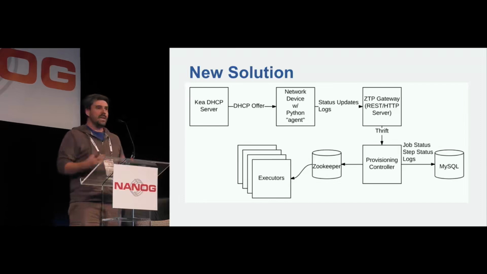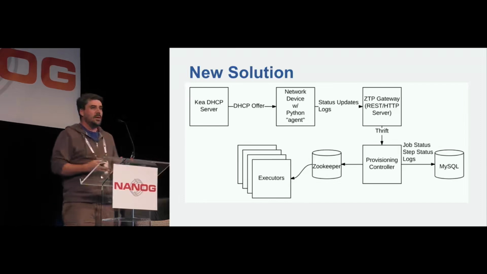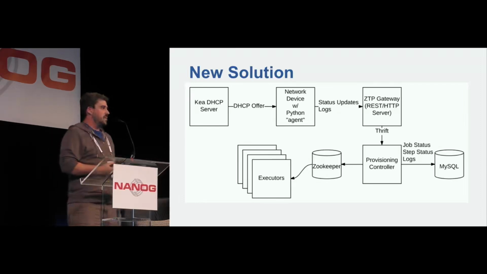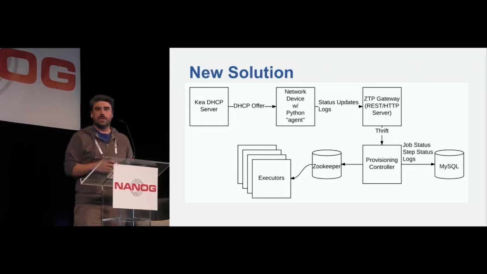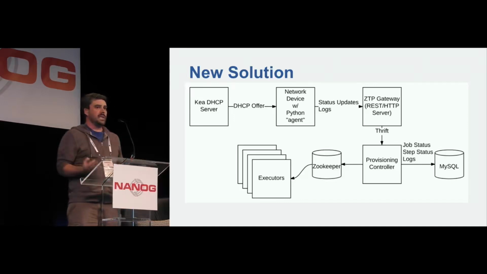The ZTP gateway is just a really simple REST gateway. The reason we're using REST at this point, we're not a big REST shop, we don't use it anywhere else, is because we want the agent to be extremely lightweight. We don't want to try to package third-party dependencies. HTTP clients are part of the standard library in Python, so it's very easy for us to just utilize urllib in Python for that.